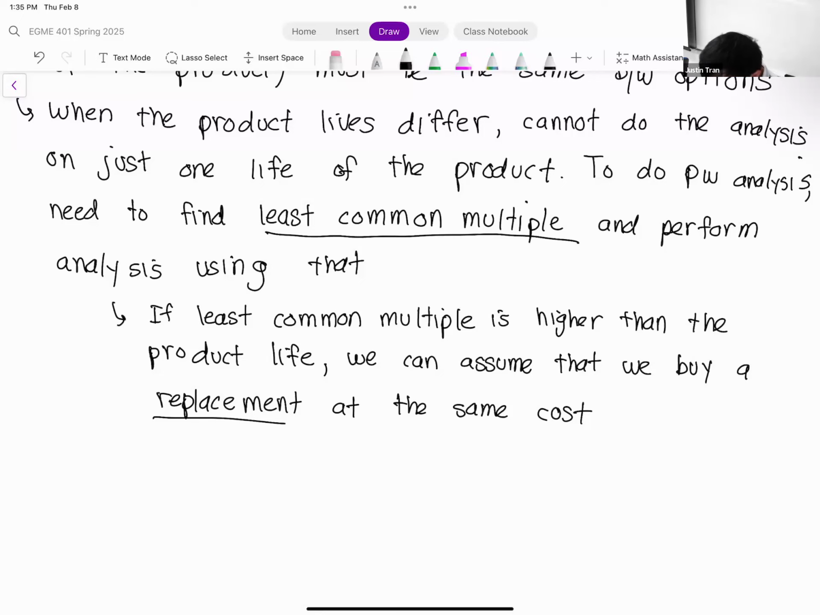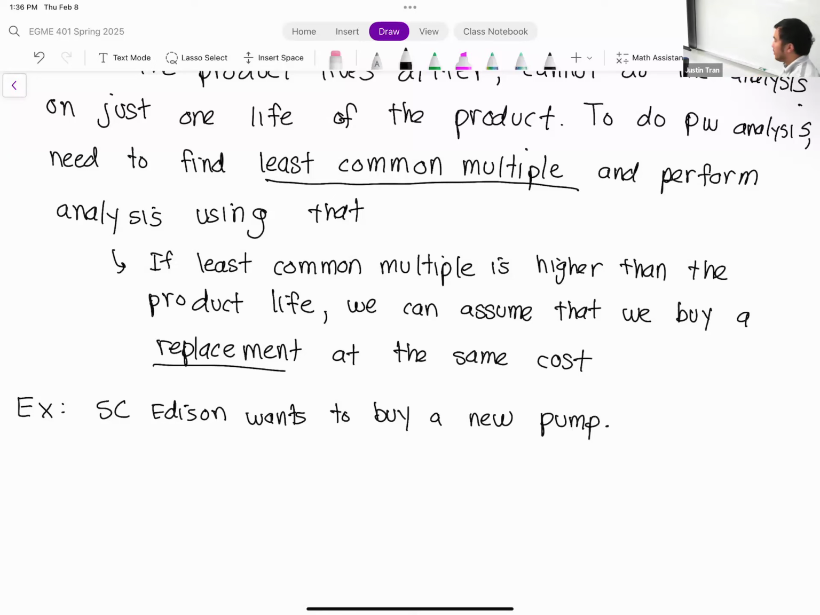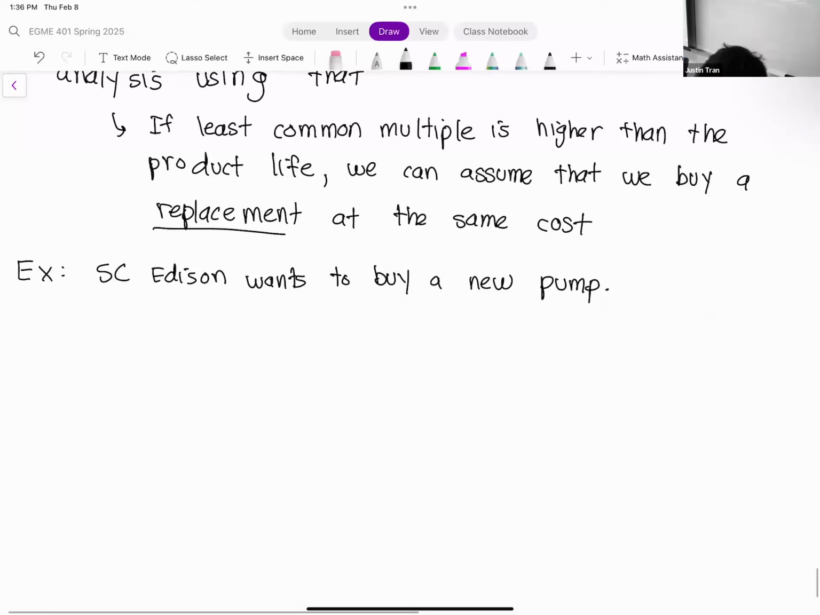All right, so let's take a look at an example and see how this works. Let's say we work for Southern California Edison. Southern California Edison is considering the purchase of a new pump. This is for maybe their hydropower that they may generate, so they may need a pump to help with that operation. Just like before, we have two options here.